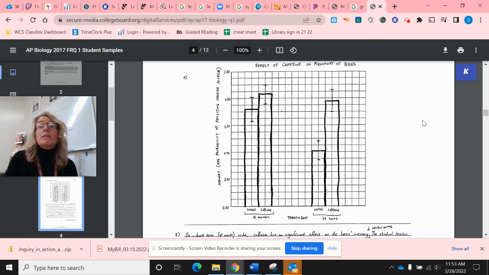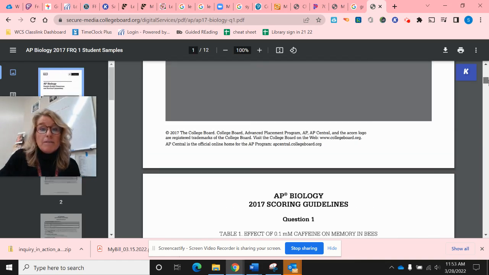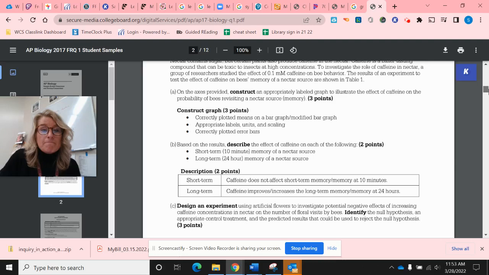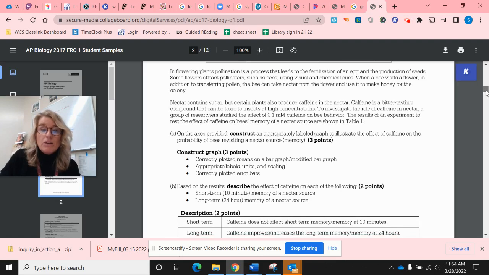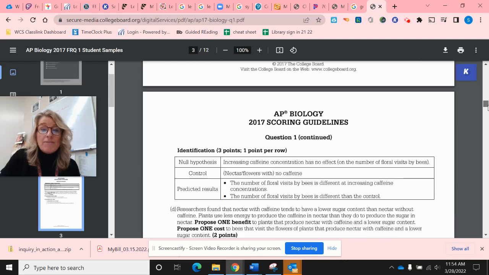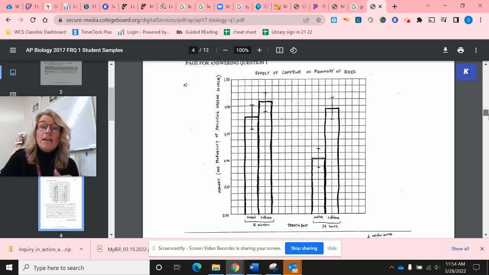A really satisfactory answer, when it says up here, based on the results, describe the effect of caffeine on each of the following, is to say it does have an effect or it doesn't have an effect. And if it says justify, a very appropriate justification, if you say there is no effect at the 10-minute mark of caffeine on bee memory, is that the error bars overlap. Yes, you can absolutely say that as a justification.